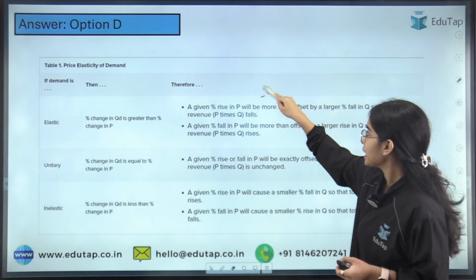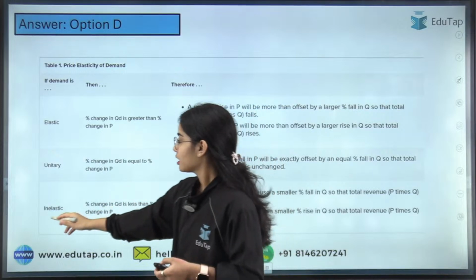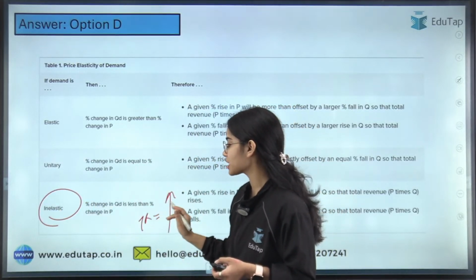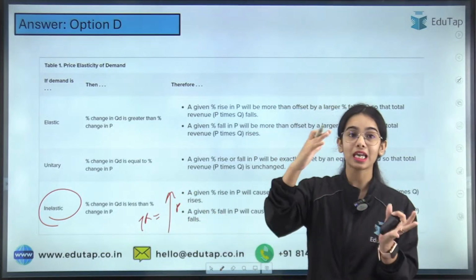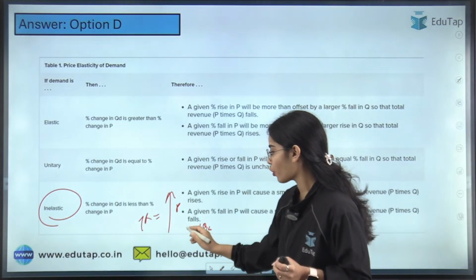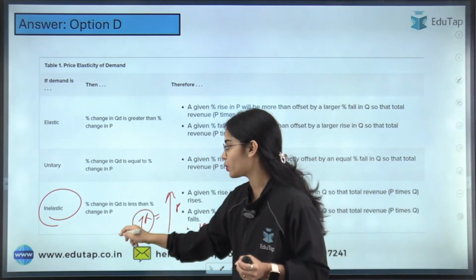So in the inelastic case, a price increase will increase your total revenue, because when the prices are increasing by a great percentage, the demand will fall by a very small percentage. So demand will fall by a very small percentage, so total revenue is going to increase.